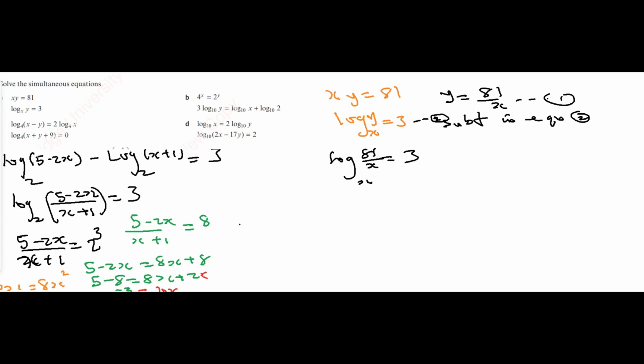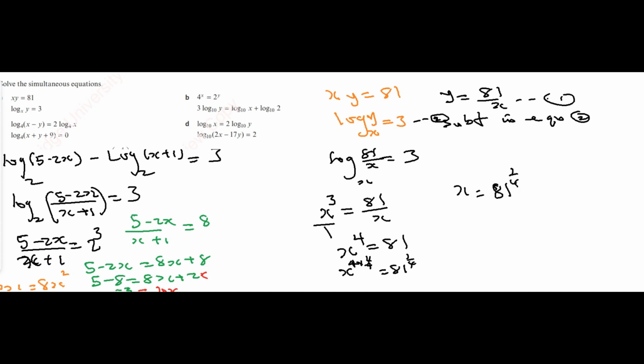I can change the base logarithm to indices. You can see how often we use that. x raised to power 3 is equal to 81 over x. If I have this, I can cross multiply: x raised to power 4 is equal to 81. So I can take the fourth root of both sides. x raised to power 4 times 1 over 4 is equal to 81 raised to power 1 over 4. So I have x is equal to 81 to the power 1 over 4.